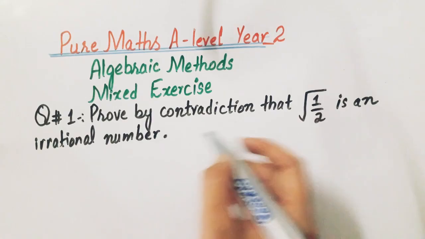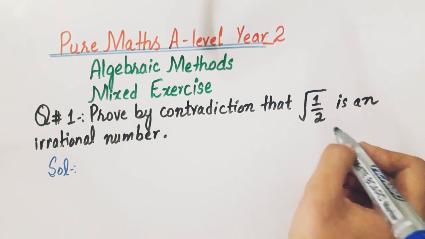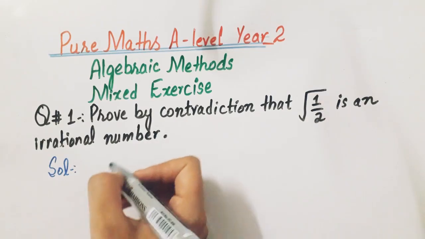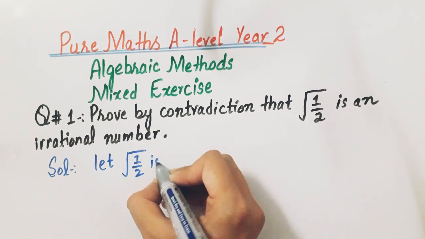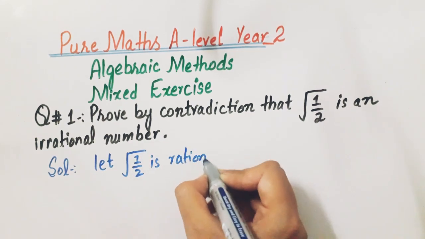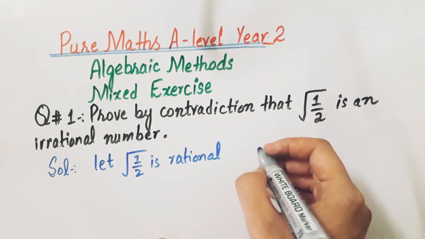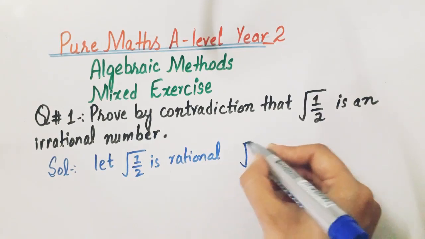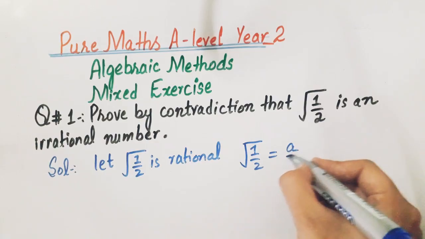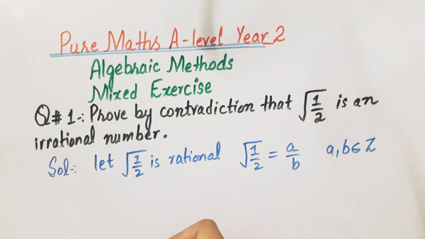We will solve this as follows. First of all, we will assume that square root of 1 over 2 is a rational number. So let square root of 1 over 2 be rational. By the definition, a rational number can be expressed as the ratio a over b, for a, b belonging to Z. So square root of 1 over 2 equals a over b, and the condition is that both a and b are integers belonging to Z.